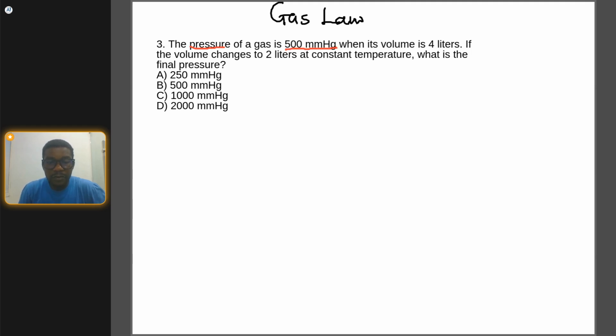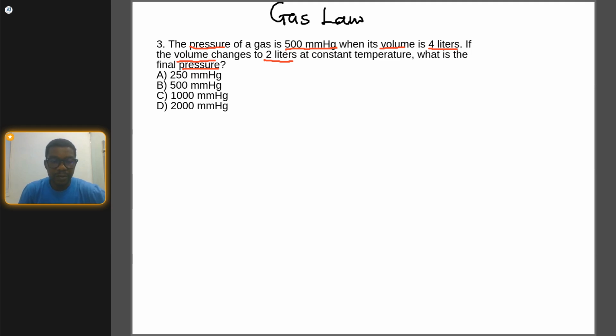When its volume is 4 liters. So we have the volume to be 4 liters. If the volume changes to 2 liters, we have another volume given. The first volume was 4 liters and the second volume was 2 liters. At constant temperature, what is the final pressure?